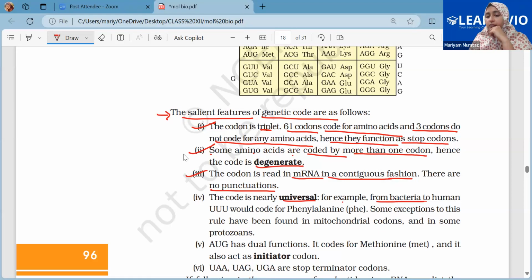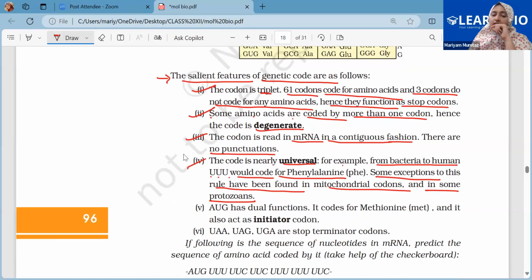For example, from bacteria to human, UUU would code for phenylalanine, that is an amino acid. Some exceptions to this rule have been found in mitochondrial codons and in some protozoans. So even though the code is universal, there are some exceptions found. AUG has dual function. It codes for methionine and it also acts like an initiator codon.